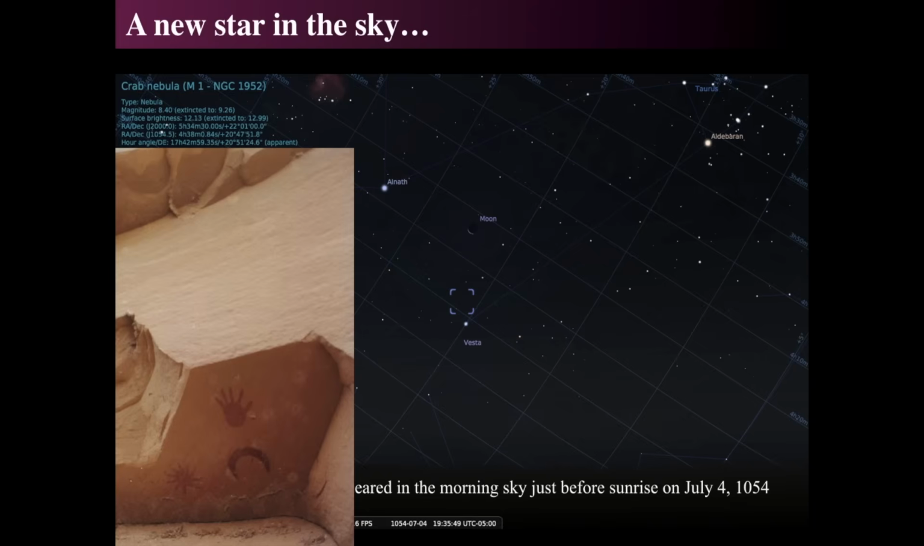And they found this to be so significant that they actually drew a picture of it and permanently drew the picture on the rocks so it could not be forgotten. And that's what they did back in July of 1054, the morning of July 4th in 1054 AD.